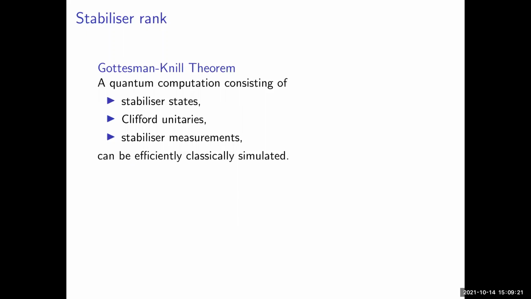So first, we need to know about the Gottesman-Knill theorem. And this theorem says that if we have a quantum computation where we put in a stabilizer state and then we transform it using Clifford unitaries, and then we do a stabilizer measurement, then we can efficiently classically simulate this. And efficiently meaning in time n to the third, where, I think it's n squared, where n is the number of qubits, times k, where k is the number of gates, something like that.